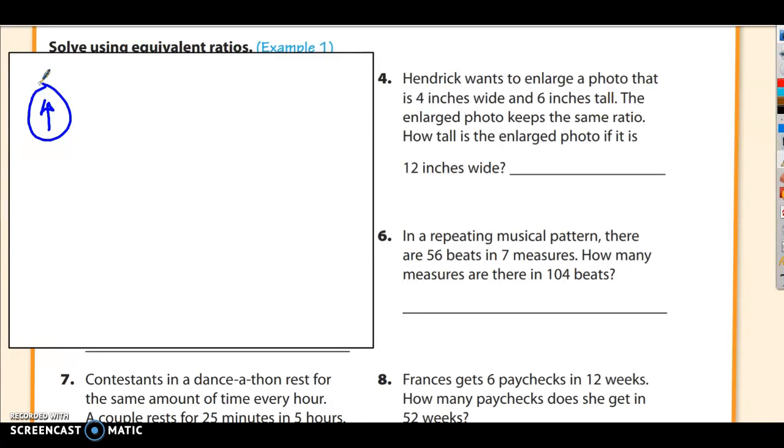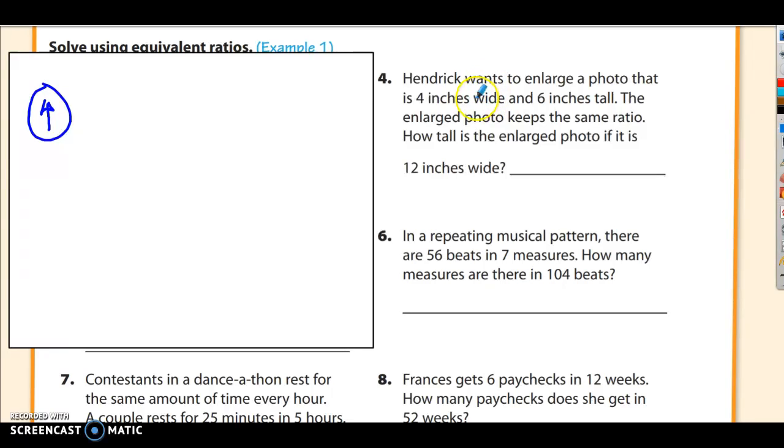Hendrik wants to enlarge a photo that is 4 inches wide and 6 inches tall. The enlarged photo keeps the same ratio. How tall is the enlarged photo if it is 12 inches wide? This one you could draw a picture. This would be actually a really good one for a picture. But I could do the same thing I did, or I could just set up a ratio.